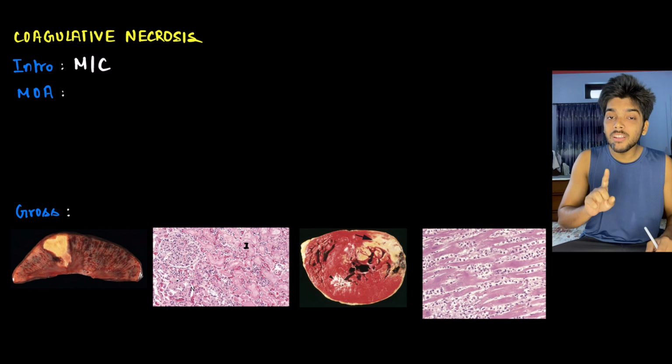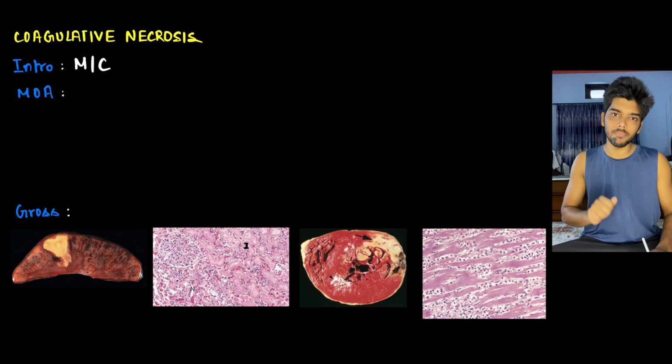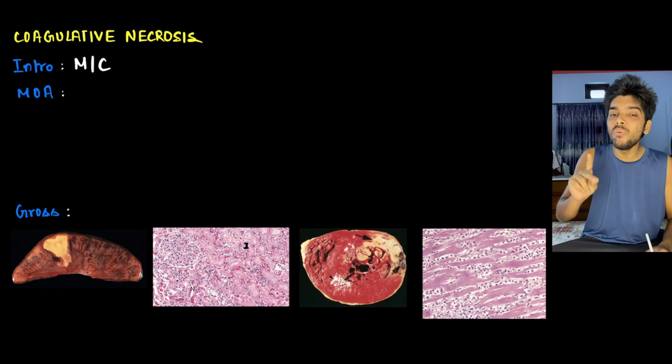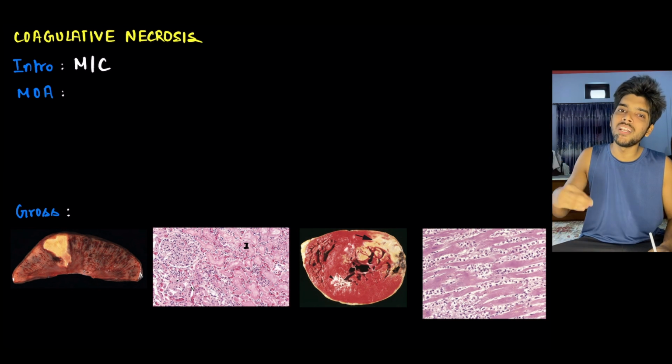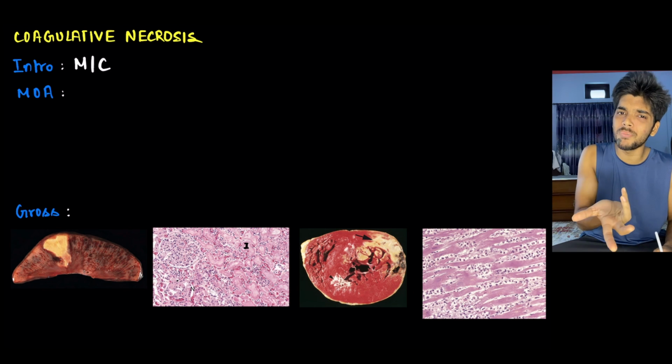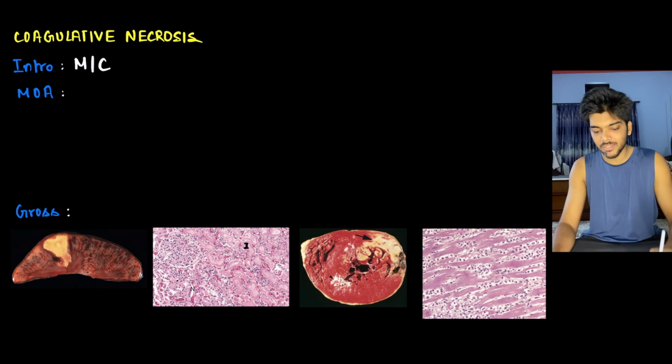See, coagulative necrosis is as a result of ischemia. Ischemia is the most common cause of cell injury. So if the most common cause of cell injury is causing necrosis, obviously that necrosis is going to be of the most common type. That is why coagulative necrosis is the most common type of necrosis.